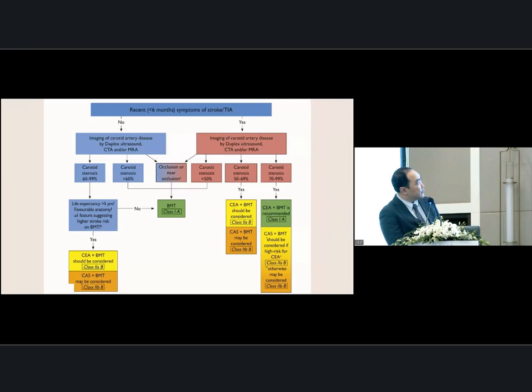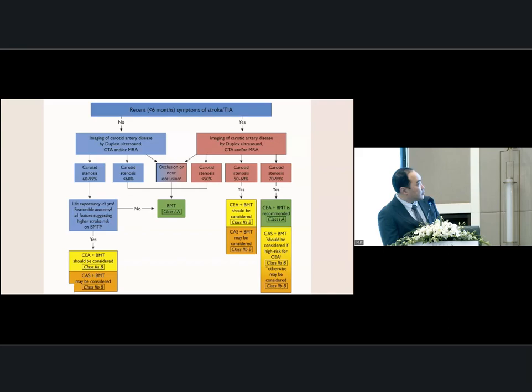So if you're symptomatic in the last 6 months and you have carotid stenosis of more than 70 to 99%, you should get CEA plus best medical therapy at class 1 evidence. For CAS, carotid artery stenting, it should be considered if you're high risk for CEA at class 2A and B evidence itself. If you have moderate stenosis of 50 to 69%, you get CEA plus BMT at 2A, B recommendation. And for CAS, we will be at 2B.